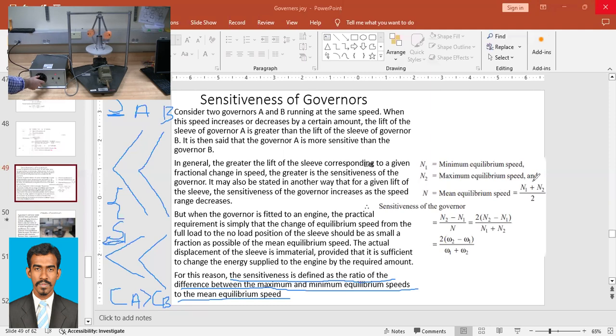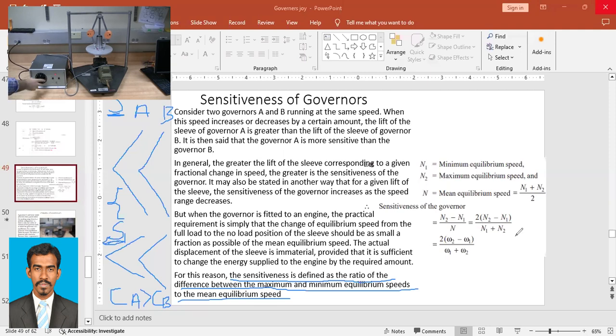This N can be replaced by (N1 + N2)/2. So I'll replace this N with this term. So N2 minus N1 upon (N1 + N2)/2. The 2 will come up here, so it is 2 into (N2 - N1) upon (N1 + N2).